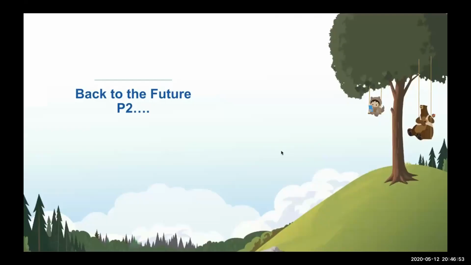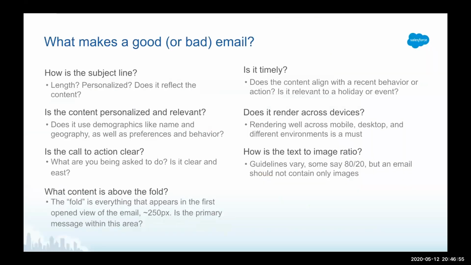So you want to make sure that, and I think I'd mentioned this when I first presented, when you build your email, you want to identify a set group of people that you want to send a test message to. And you want to make sure that the email renders across mobile, desktop, and the various different environments.